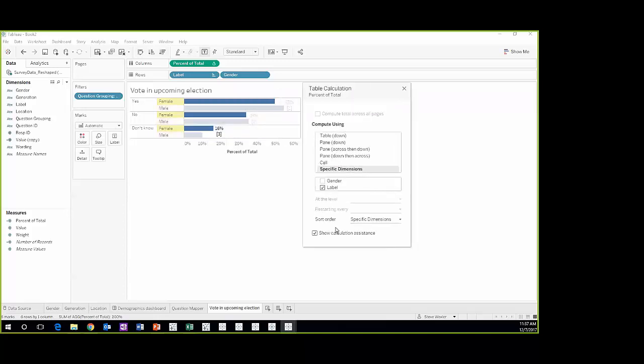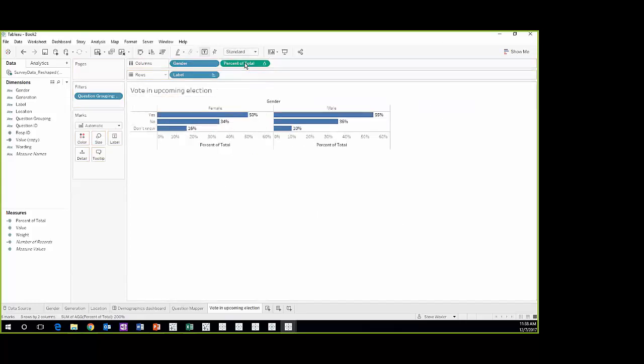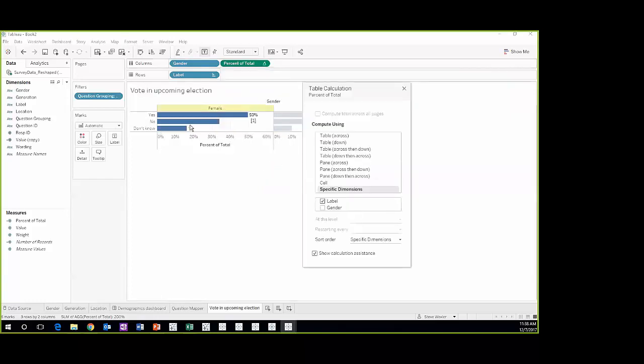And what that says is I want to compute this by yes and no and don't know for all the females. And when you get to the next gender, the next thing in the partition, the next choice, the next option, start over again. Let's now put this up here and you'll see what I mean. Compute this by yes, no, don't know, by label. And when you're done with the women, start over again and do the compute using for the men.